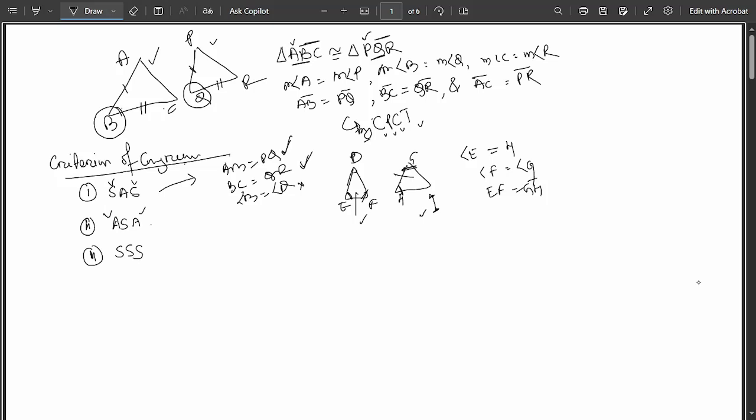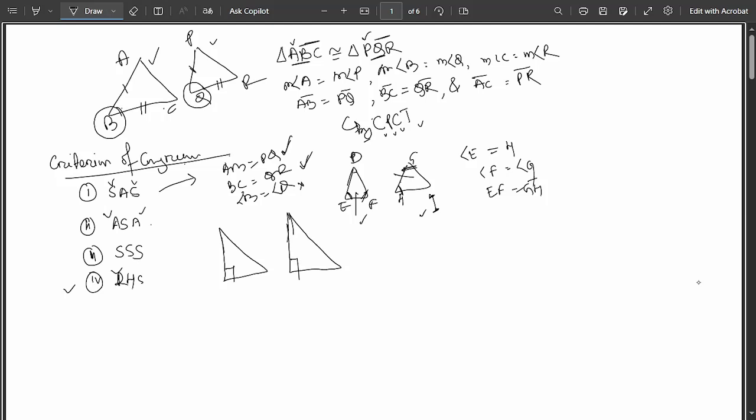Okay, so this is quite obvious. And the last one is RHS. This is actually a special case for right angle triangles. When I am comparing two right angle triangles, the first one should be a right angle, and there should be a right angle in the other as well.